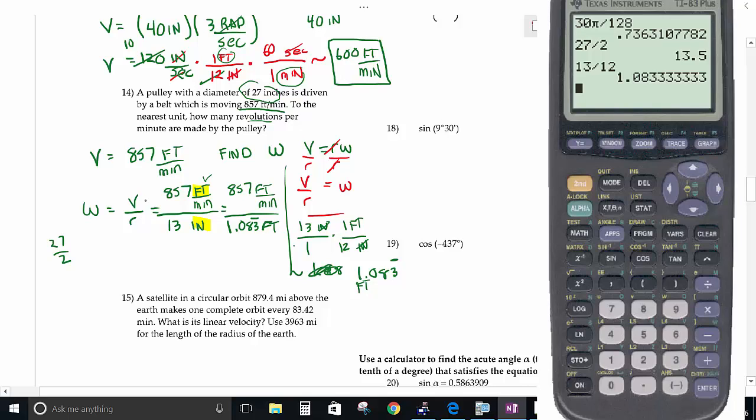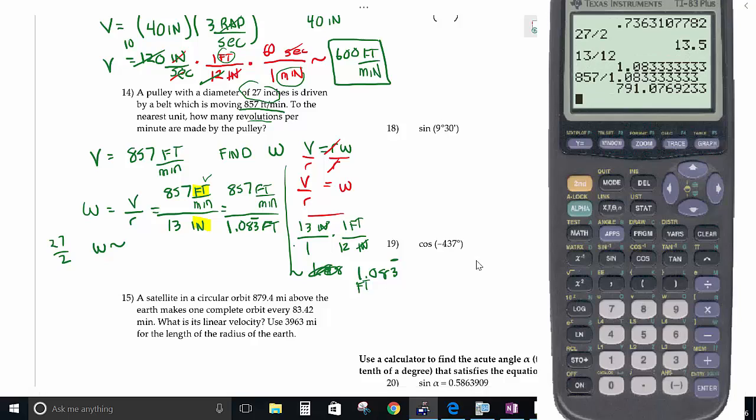Okay. Now, if we do that, now we're going to have what omega is. So I'm going to put this in like this. I'm going to go 857 divided by 1.083. Now, see, I just put a bunch of 3's in for accuracy. And then that'll give about 791. And let's just use 791.1. And then that is going to be in radians per minute. Okay? So the radians are kind of a placeholder like I talked about. So you really have that now in radians per minute after the feet cross out.